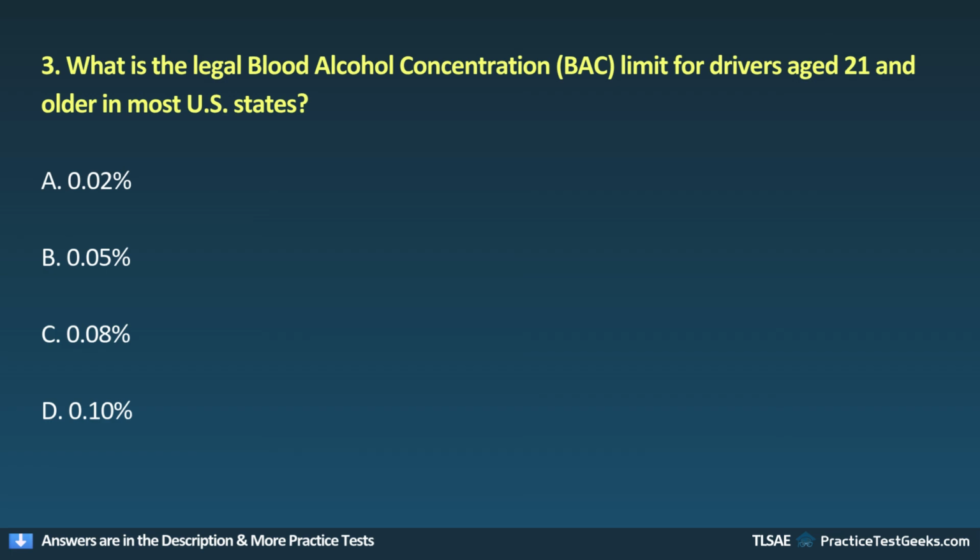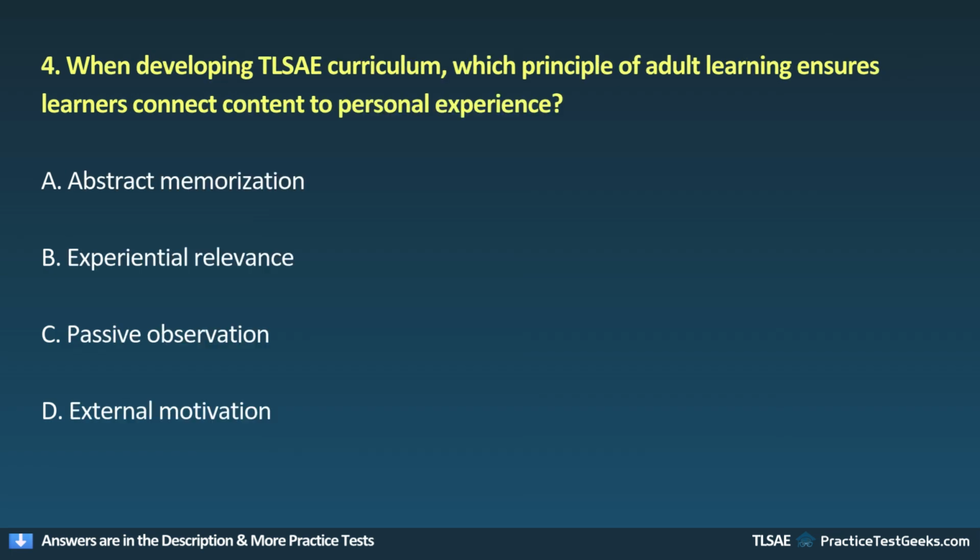3. What is the legal blood alcohol concentration (BAC) limit for drivers aged 21 and older in most U.S. states? A. 0.02%. B. 0.05%. C. 0.08%. D. 0.10%.